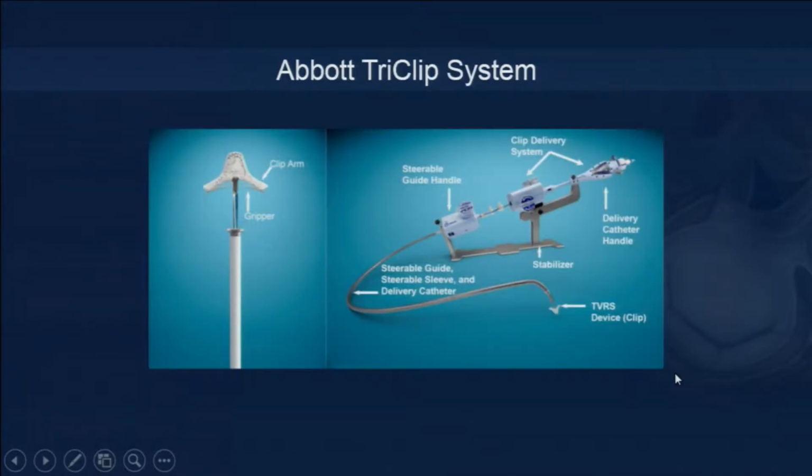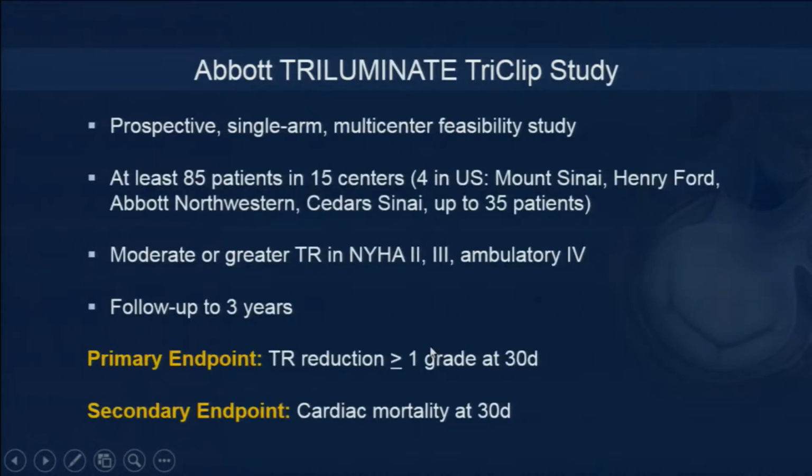So I'll describe 2 to 3 technologies to you in the interest of time. The first one is the Abbott TriClip system, which is edge-to-edge repair. At least the current generation is essentially the same as the MitraClip, but going forward, the next generation will be available with the longer clip arms, like the XTR or NTR being used commercially right now in the mitral position. This is the TriLuminate tricuspid clip design.